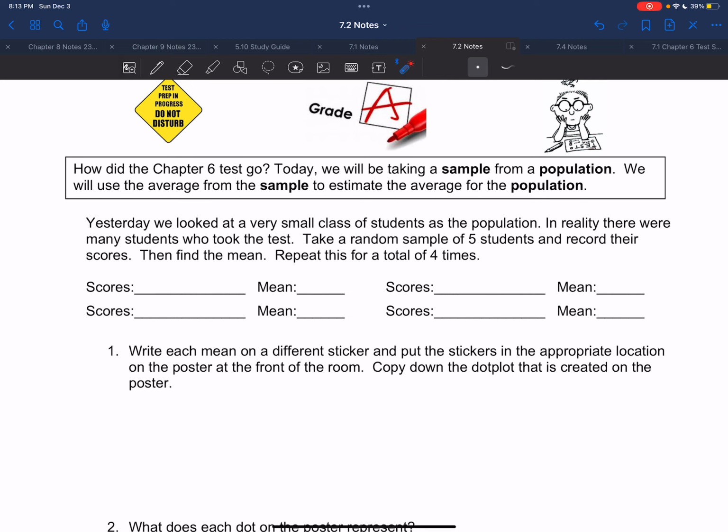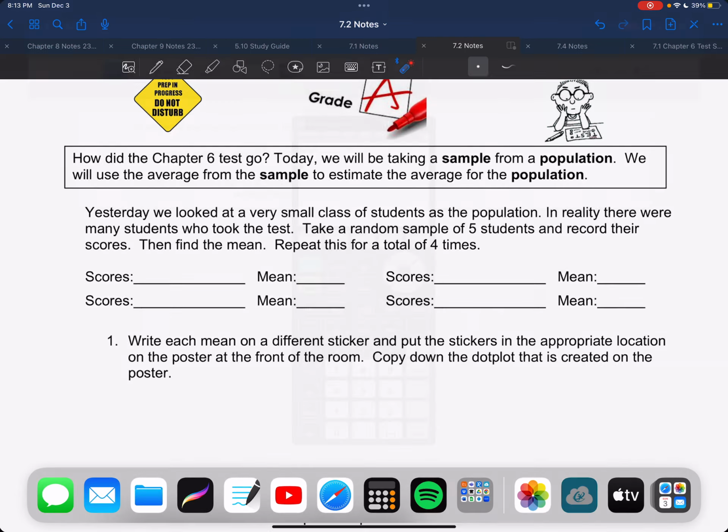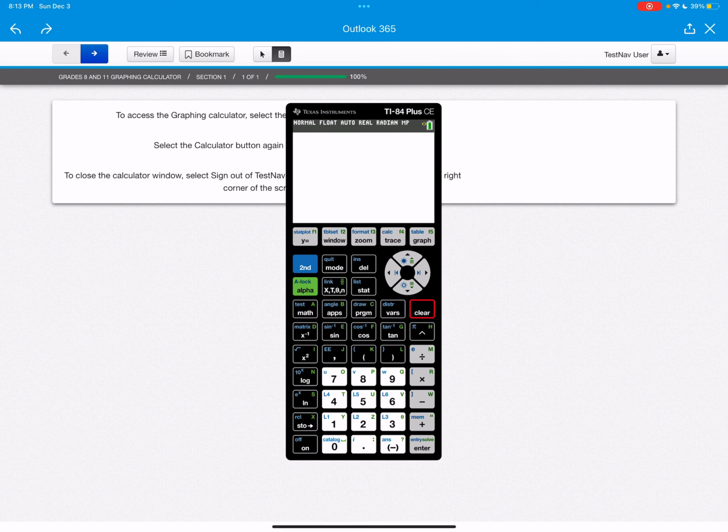And it's asking us to take a random sample of 5 students and then record their scores and then find the mean. So you can do this in a multitude of ways. Random number generator. I'm going to use my calculator. So if I go math, go over to probability, and I'm going to go down to randIntNoRep. That way I don't get repetitions of the same person. My lower bound, I've got numbers from 1 to 30. So lower is 1, upper is 30. N is the number of numbers you want. So I want 5. I'm going to hit paste, and then I hit enter.